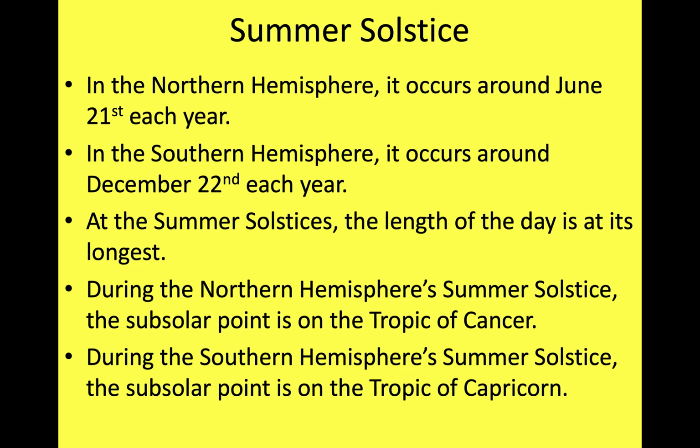During the southern hemisphere's summer solstice, the subsolar point is on the Tropic of Capricorn, which is the tropic of the southern hemisphere. So the most direct sun rays at that time are hitting the southern hemisphere and causing the southern hemisphere to have those summer seasonal conditions.